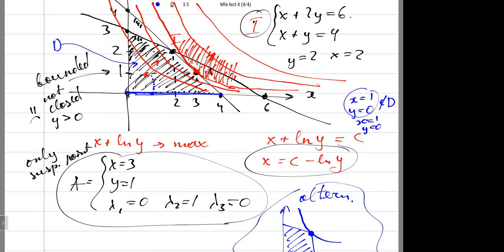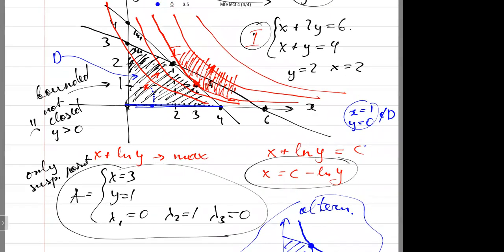Okay. Thank you. Yeah, because I didn't see the condition about y from the natural logarithm function. Now I see it. Yeah. It should be strictly greater.